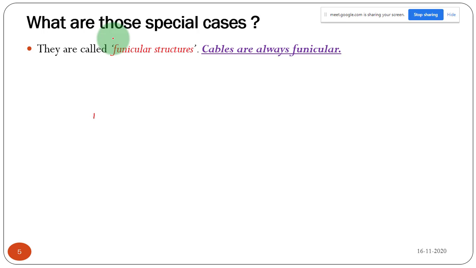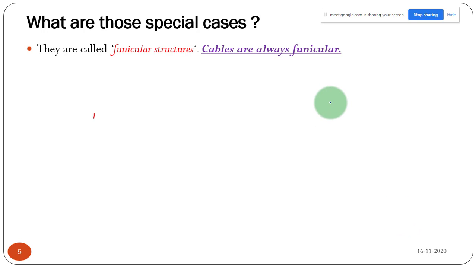They are called special cases, or they are called funicular structures. If you did not learn three-hinge arches, you may not be familiar with this term, so that is why we will discuss in detail. What do you mean by funicular structures? The special cases mean we can have an arch which is going to have only axial force, only compressive force. There is no moment and shear. Those types of arches or structures we can call funicular structures.